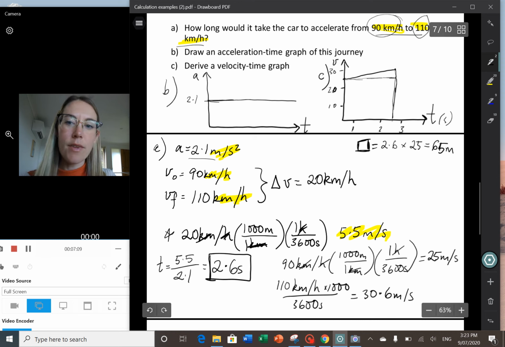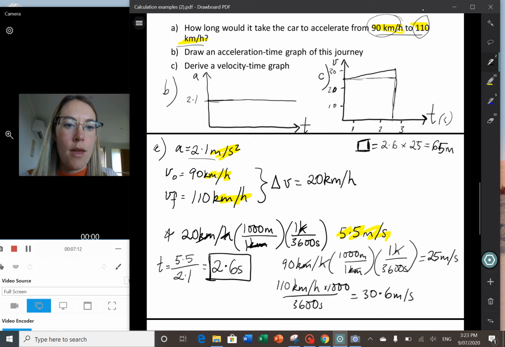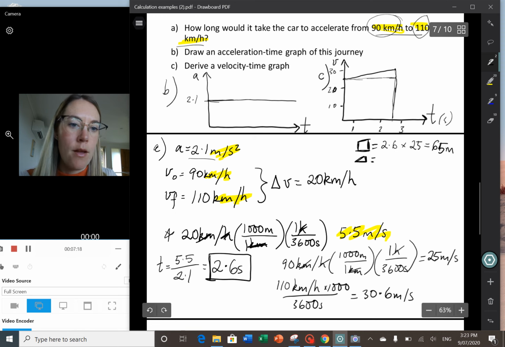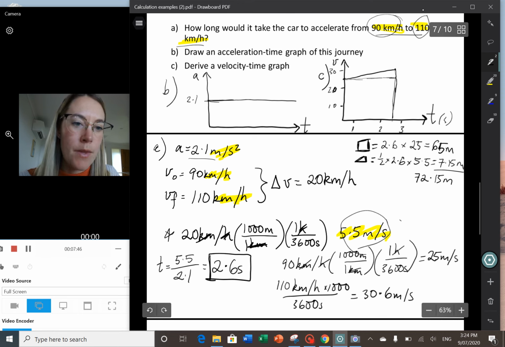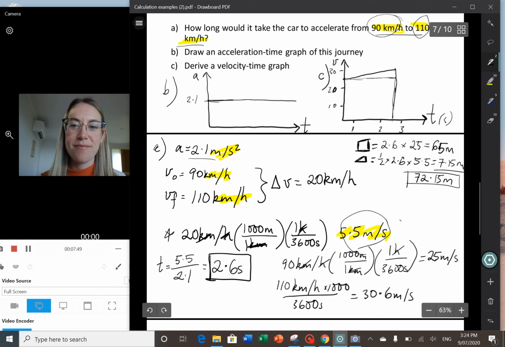And then calculating the area of the triangle on top, which is going to be half base times height, the base being 2.6 again, and the height being 5.5, which I know from my calculation down here, the difference between my two velocities, which gives me 7.15 meters. And if I add the two of those together, then I get a total of 72.15 meters is the distance travelled. There we go.